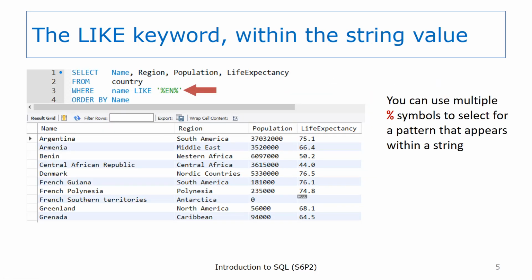Here's another way you can use the percent symbol to create a pattern to use in a like select. In this example, the pattern is the percent symbol followed by the letters EN followed by another percent symbol. That means that the pattern that is searched for is any number of starting characters, the characters EN, followed by any number of ending characters. You can see the results here. This shows the country names where the pattern EN appears somewhere in the name, after the start of the name and before the end of the name.